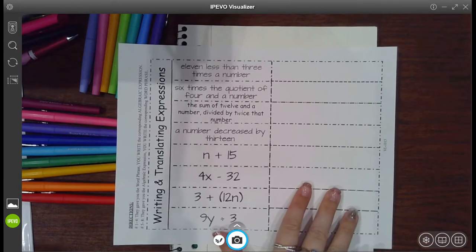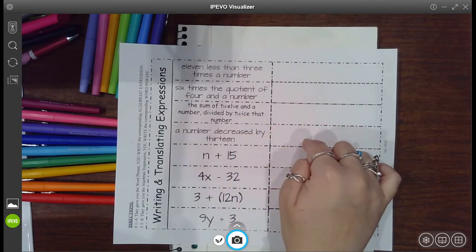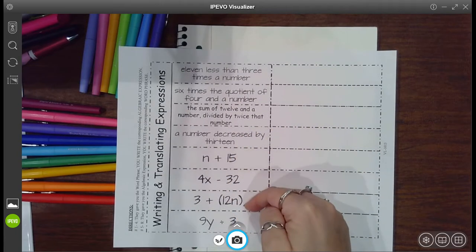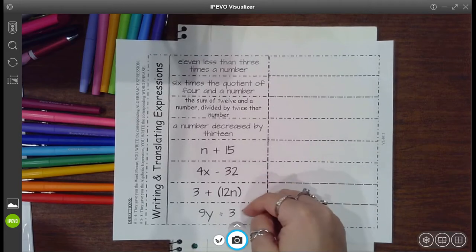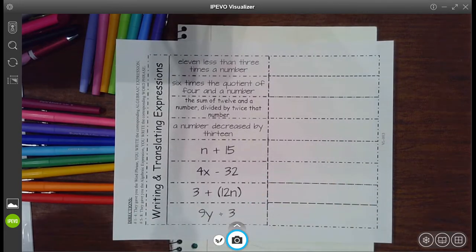Today we're going to work on writing and translating expressions. So if you see this word phrase, I want you to write an algebraic expression for it. This is an algebraic expression. And then if you see an algebraic expression, I want you to write a word phrase for it. So go ahead and try these. And then when you unpause the video and come back with us, you may have some different answers than what we have because there's more than one way to write it. Okay. So you unpaused and you came back with us.